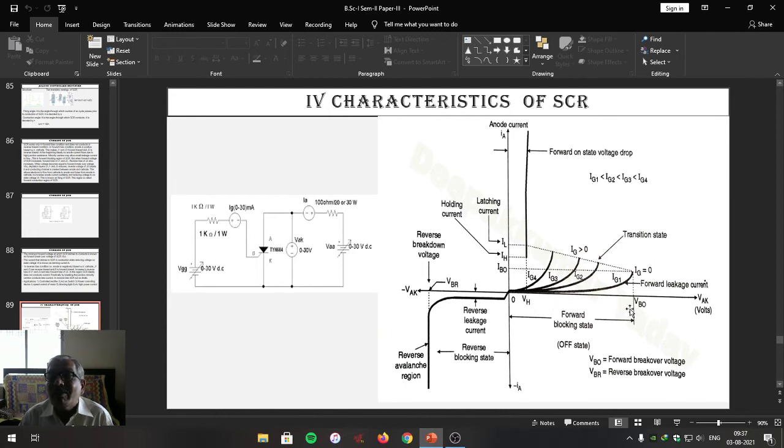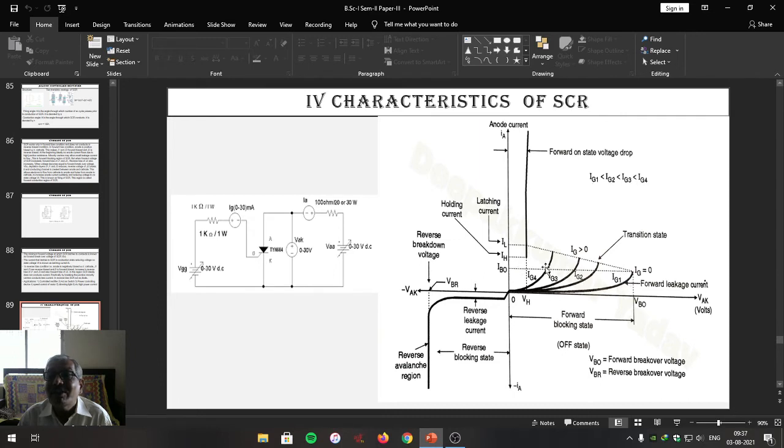When the anode to cathode voltage becomes equal to VBO, current suddenly rises from this VBO to maximum, and the SCR is fired, and the voltage drop across that SCR reduces to the on-state voltage VT, or it is also called VH. The same type of characteristics explanation we are going to give for IG equal to 0, IG1, IG2, IG3, and IG4.